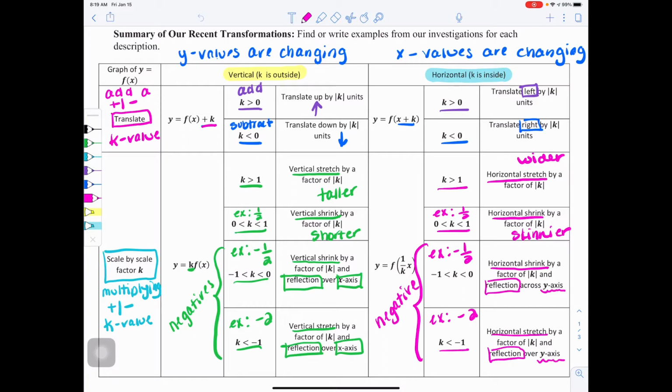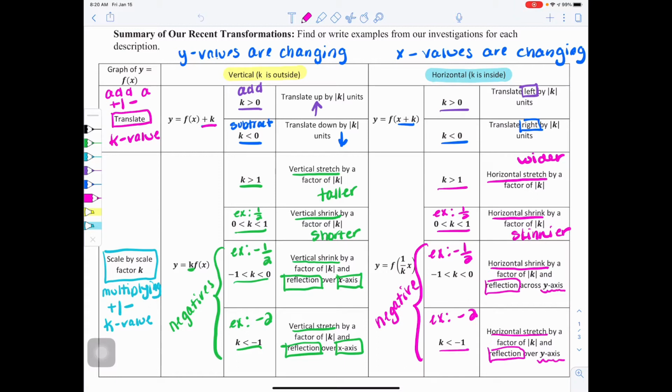When you're looking at multiplying for scaling, if you multiply by a number bigger than 1 on the outside, it's a vertical stretch, which means it's going to get taller and skinnier. If you multiply by a number between 0 and 1, like 1/2, it's a vertical shrink, so it's going to get shorter. If you also multiply by those types of numbers, but also negative, remember that it also includes a reflection over the x-axis because the number's on the outside.